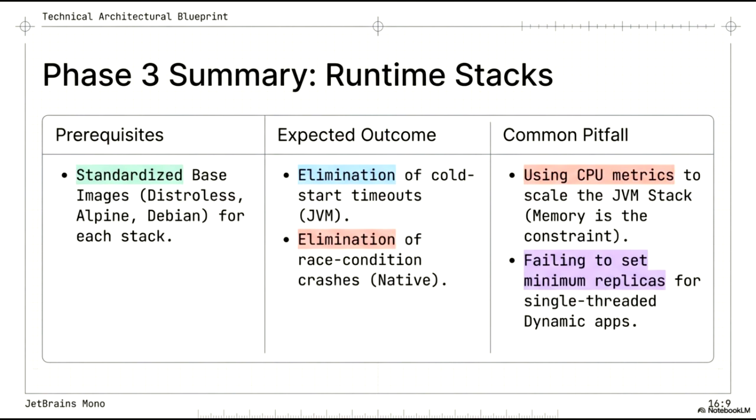The expected outcomes of this transition are twofold. First, we aim to eliminate cold start timeouts within the JVM environment. Second, we seek to resolve and eliminate race condition crashes within our native implementations. To ensure success, we must be vigilant against 2 common pitfalls. First, avoid using CPU metrics as a scaling trigger for the JVM stack. Memory is the actual resource constraint in this context. Second, we must remember to set minimum replicas for single-threaded dynamic applications to prevent availability issues during scaling events.